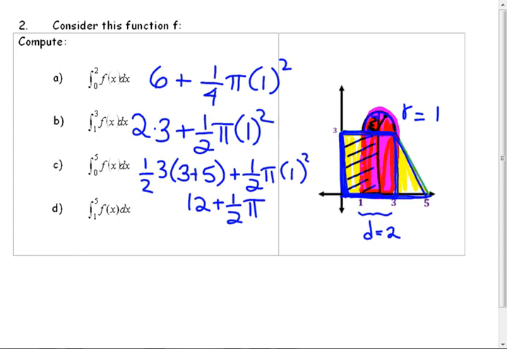Can you guys do the arithmetic that fast? That's 8 divided by 2 is 4. 4 times 3 is 12. Now, what's the easy way to do the last one? Find the area from 0 to 5, everything, and subtract off the area from 0 to 1. Does that make sense?